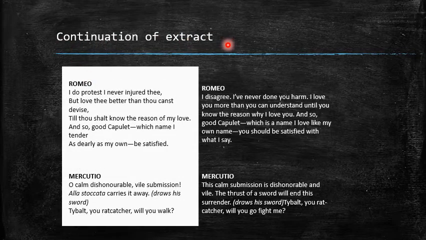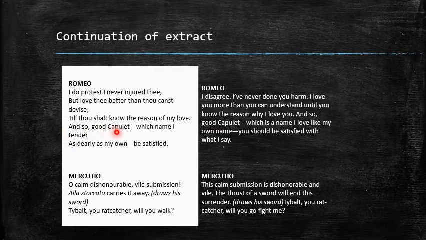Let's continue with the extract. Romeo says, I do protest. This means, I disagree. I never injured thee. The word thee means you. So what he's saying is, I've never done you harm, but I love thee better than thou canst devise. So the word thou means you. So he's saying, I love you more than you can understand, till thou shalt know the reason of my love.